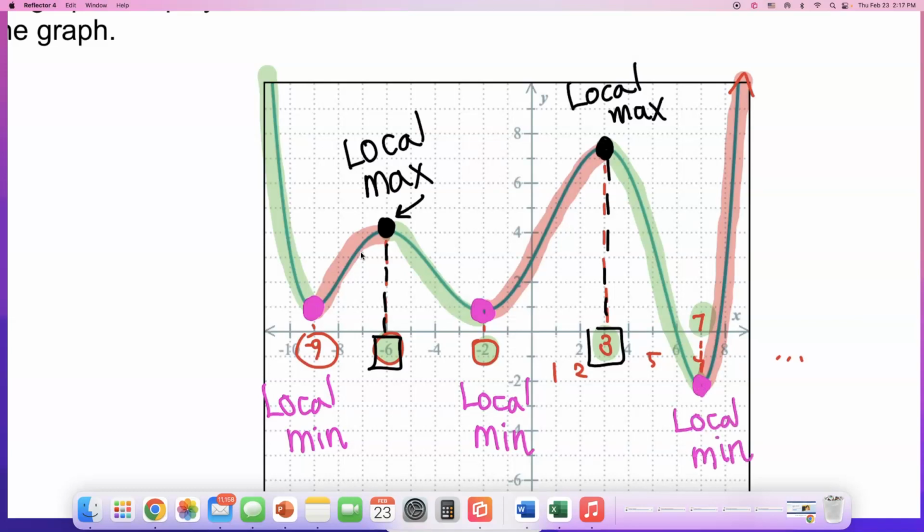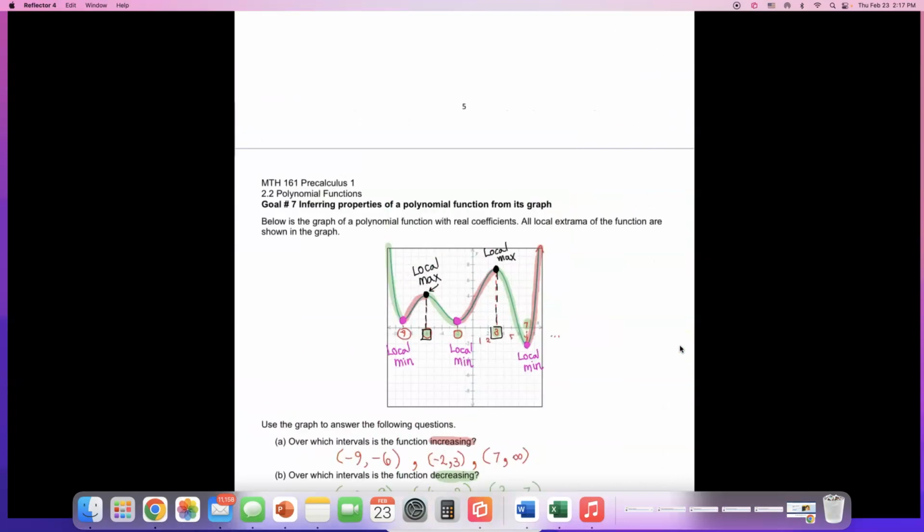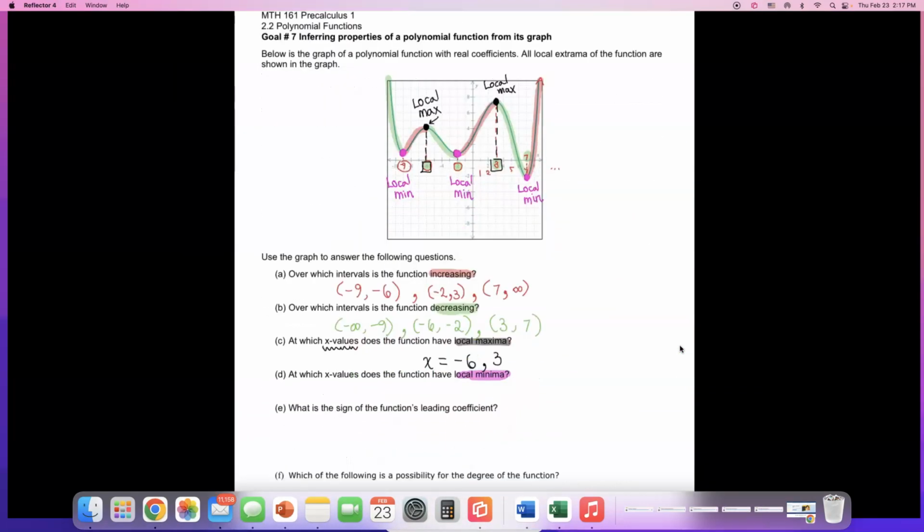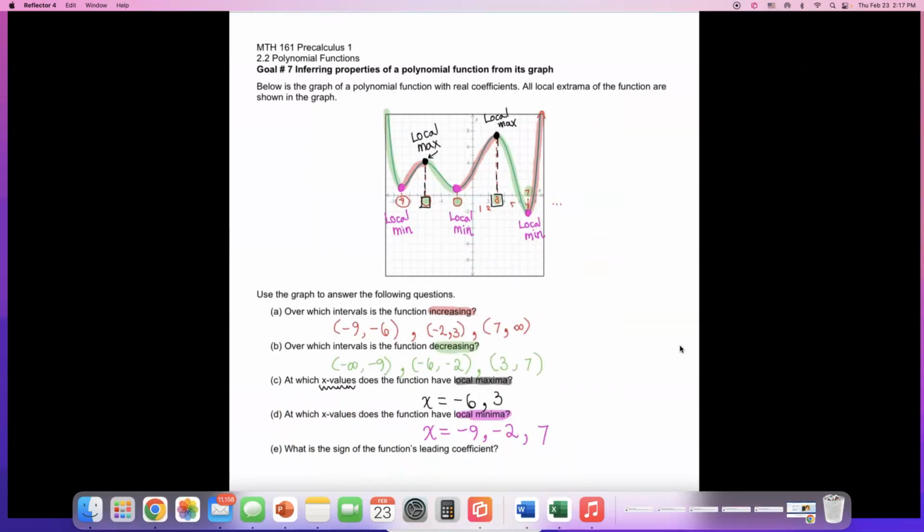So look at the numbers. It's happening at -9, -2, and +7. So let me write those down. The x values where local minima happen are -9, -2, and +7. Okay.